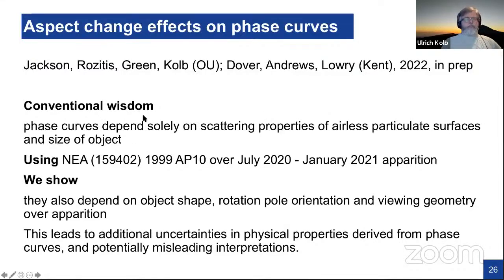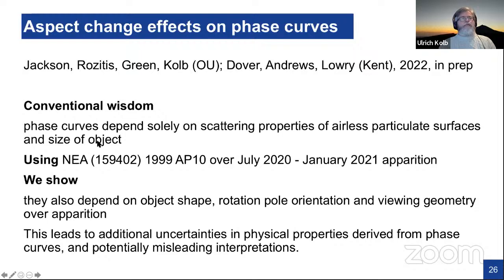So the conventional wisdom is that phase curves, as the one I showed you, depend solely on the surface properties, on the scattering properties of the object we are looking at and the size of it. And this is how in the literature phase curves have been used over the years, to interpret or classify or estimate the emerging brightness of asteroids as they come round and nearer to us.